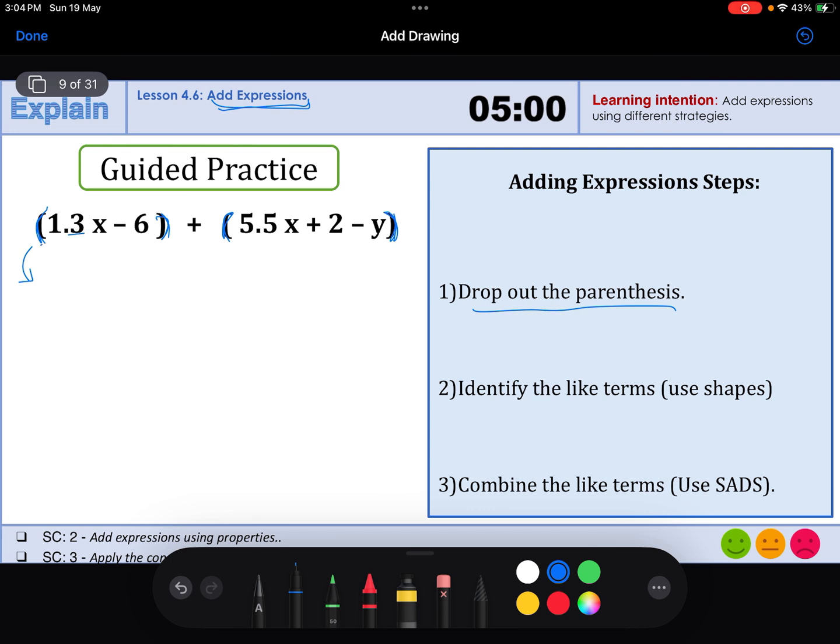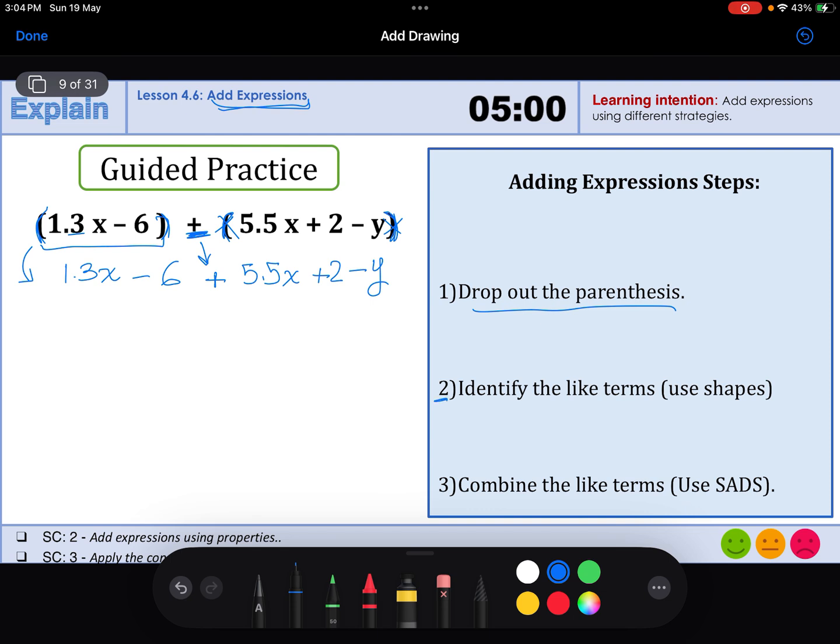So the first expression is gonna be 1.3x minus 6 without the parentheses. Then just write the addition as it is down here. Now the other expression, again, I'm gonna write it without the parentheses, okay? So it's gonna be 5.5x plus 2. I'm not changing anything, I'm just writing it as it is, but without the parentheses. Since I wrote both expressions without the parentheses, I can move forward to the second step.